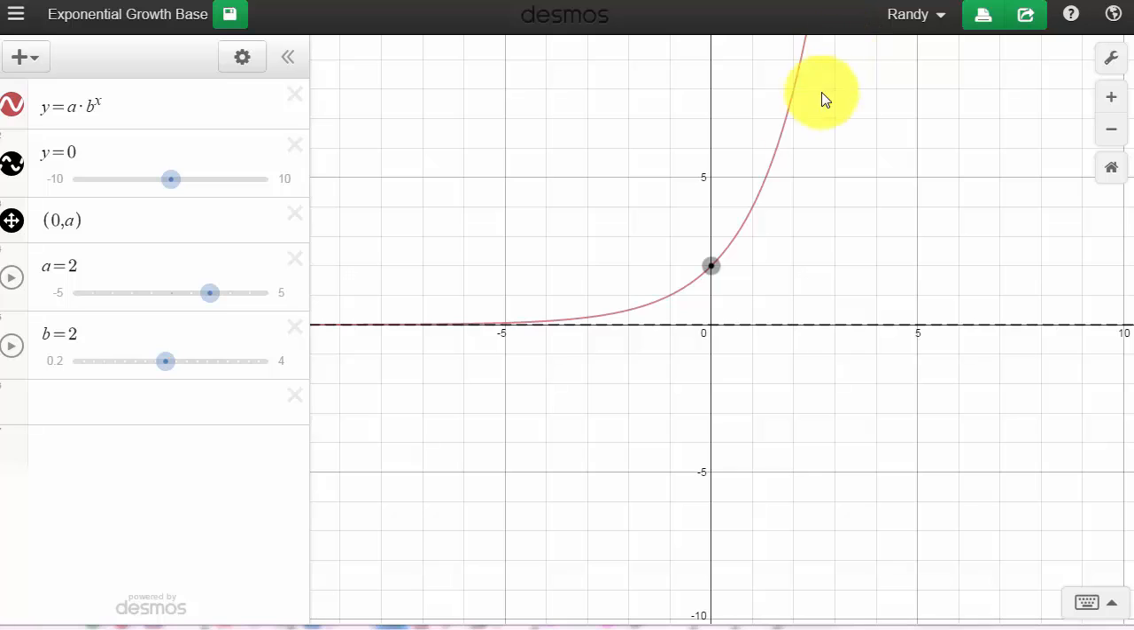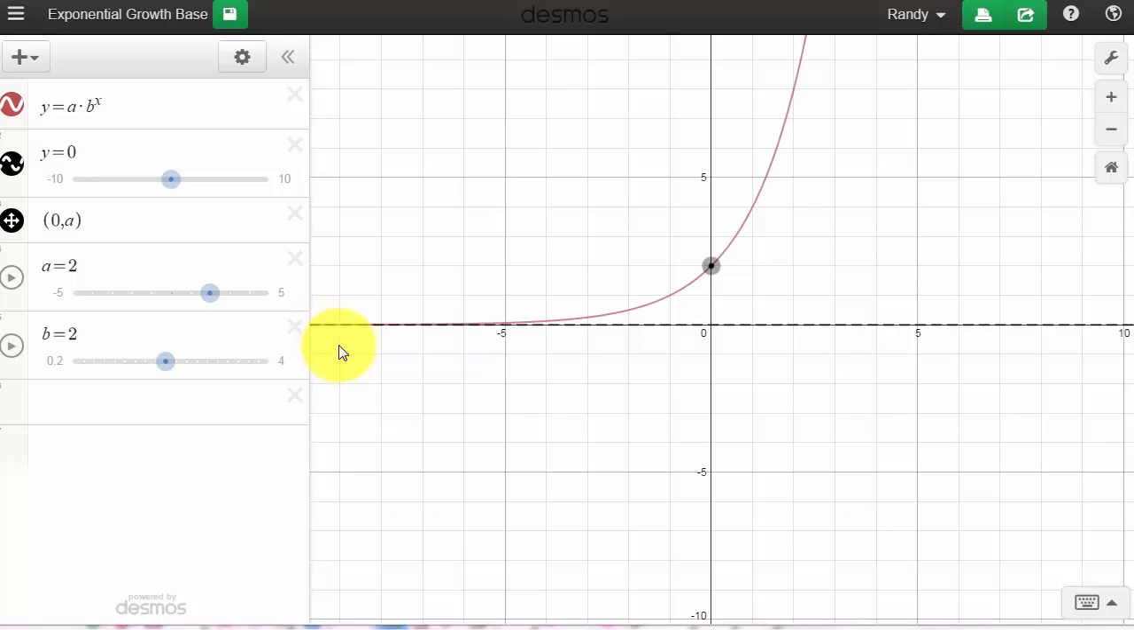Now if you look at the shape of this graph, when it's exponential growth, because b is greater than 1, on the left side of the graph, we're not actually touching the x-axis, it's getting closer and closer. If you remember from rational functions, we had something called horizontal and vertical asymptotes. So the exponential function has a horizontal asymptote of y equals 0. But unlike the rational functions we looked at, it only approaches the asymptote on one side of the graph.